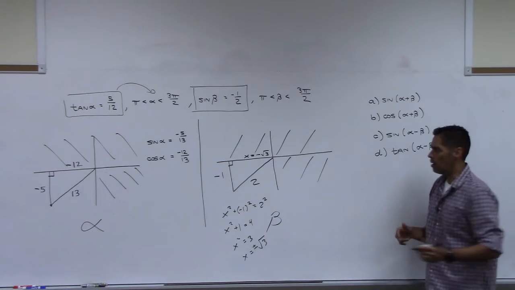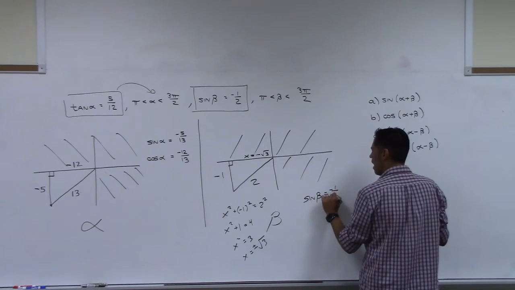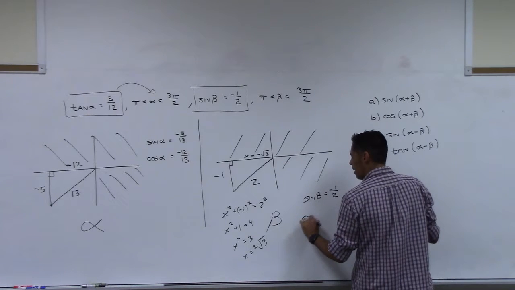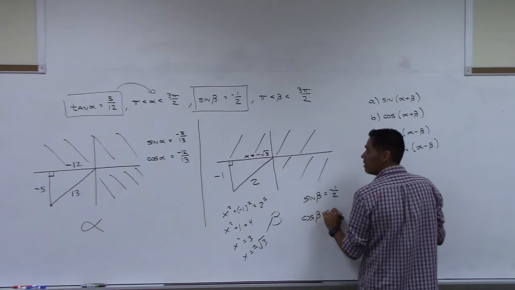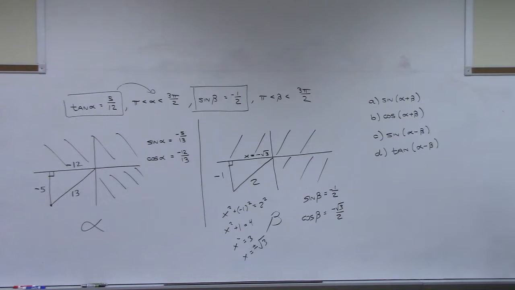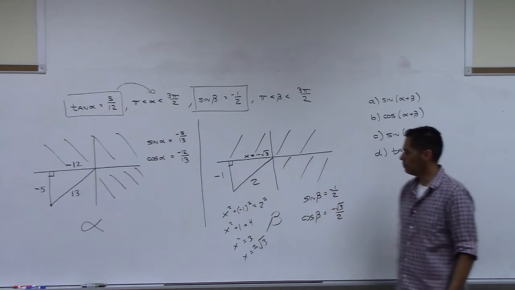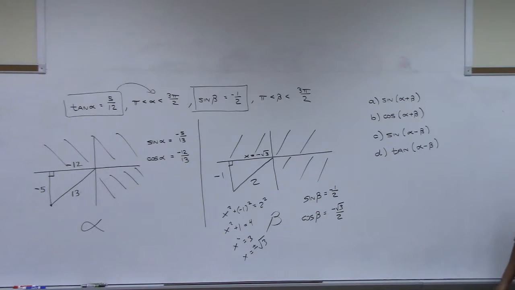For the cosine part, right? I already know that sine of beta is negative 1/2. But now I also know that cosine of beta is negative root 3 over 2. Adjacent over hypotenuse. And that should be everything I need. Questions? All right, let's answer part A.